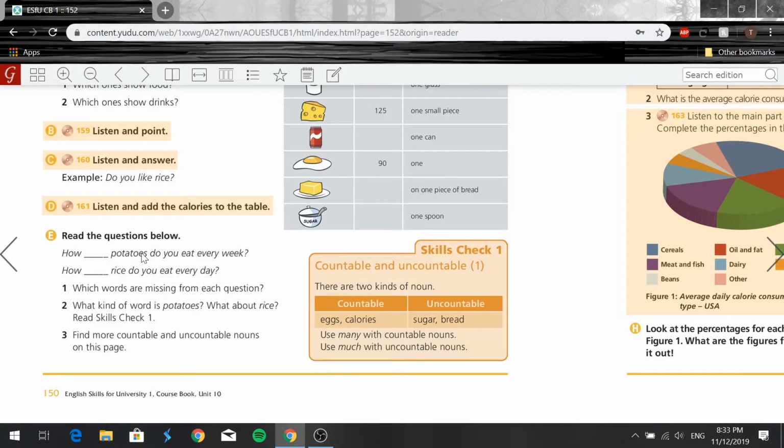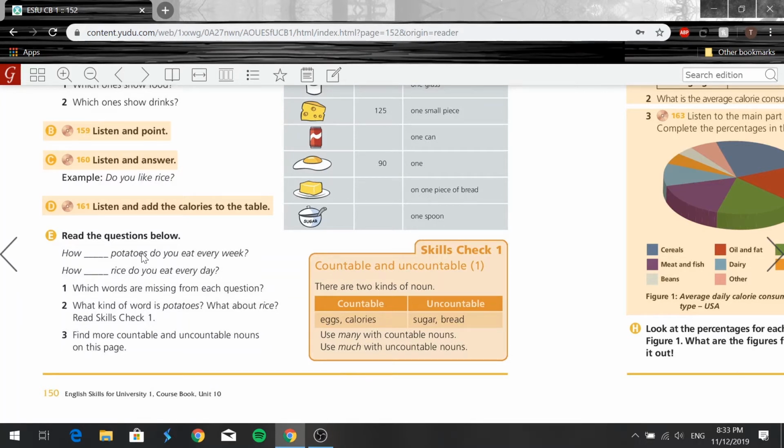How dash potatoes do you eat every week, and how dash rice do you eat every day? Which words are missing from each question? Many and much, okay? So potatoes, is it countable or uncountable? It's countable, so we'll say, how many potatoes do you eat every week? And rice, is rice countable? I don't think so. You're not going to count every grain of rice. That realistically doesn't work. So we'll say, how much rice do you eat every day?